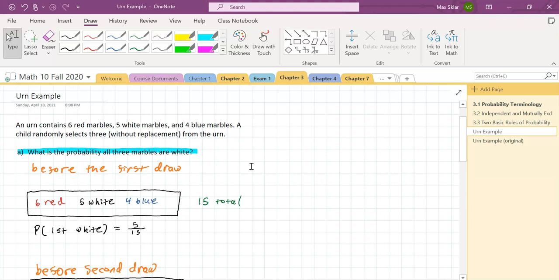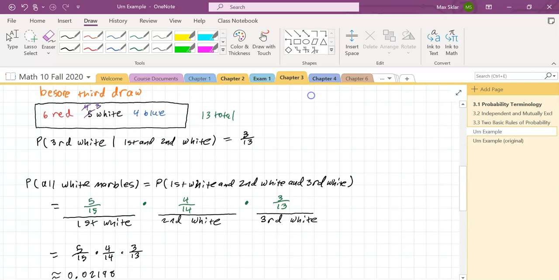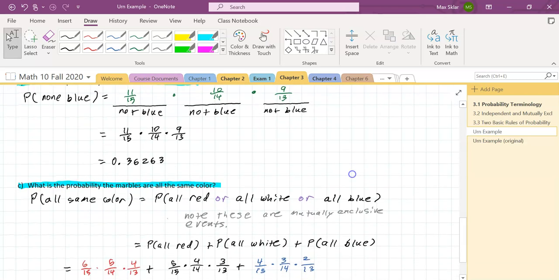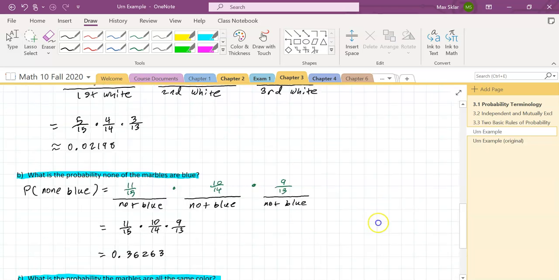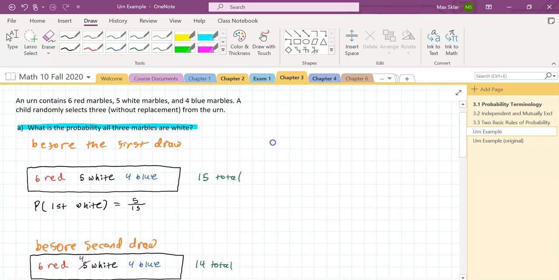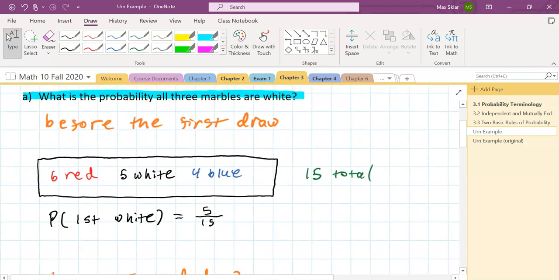The second question I want to answer is, what is the probability that none of the marbles are blue? And the last one is, what is the probability that the marbles are all the same color? Let's examine closely the question of what is the probability that all 3 marbles are white.